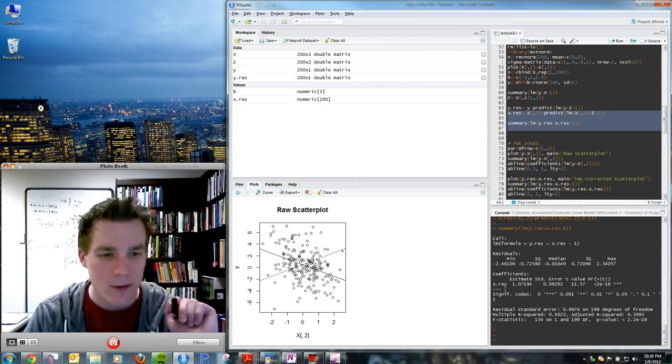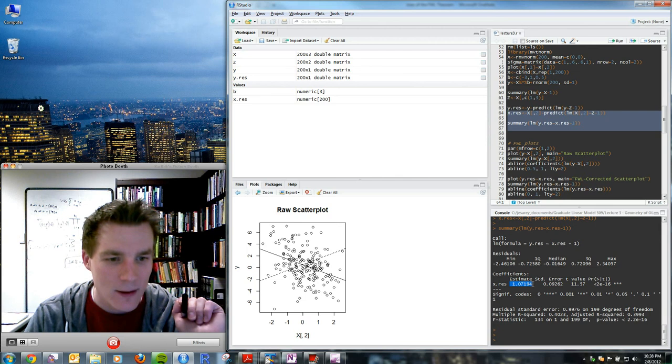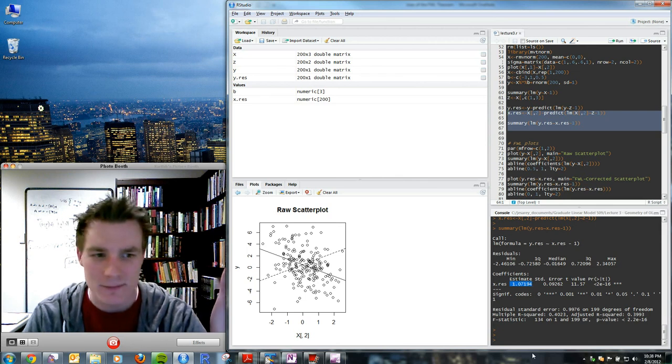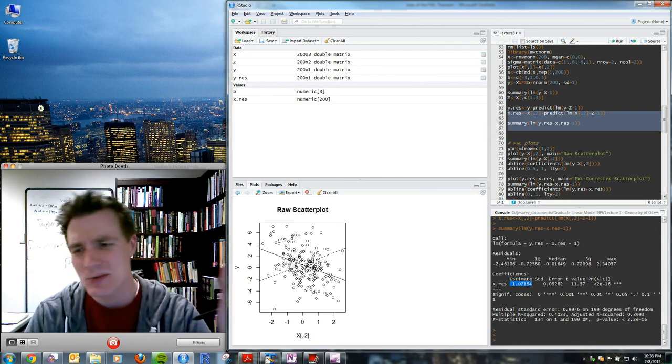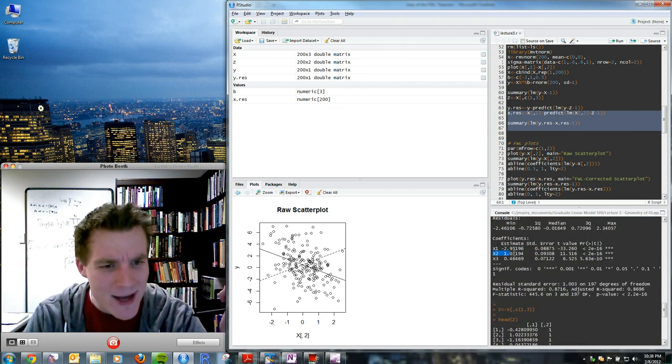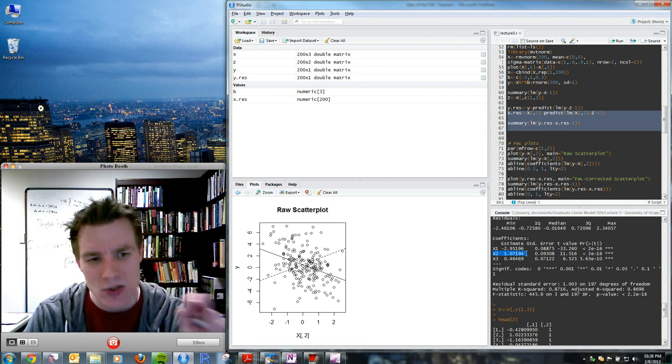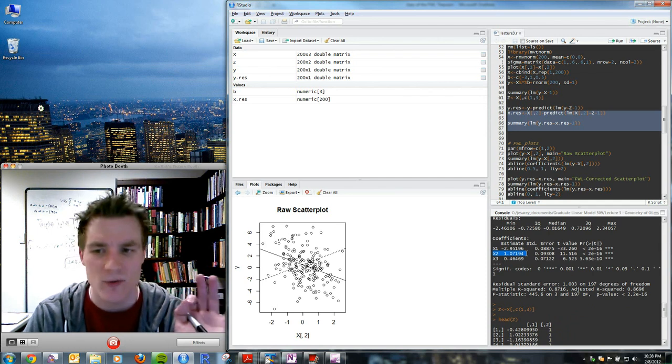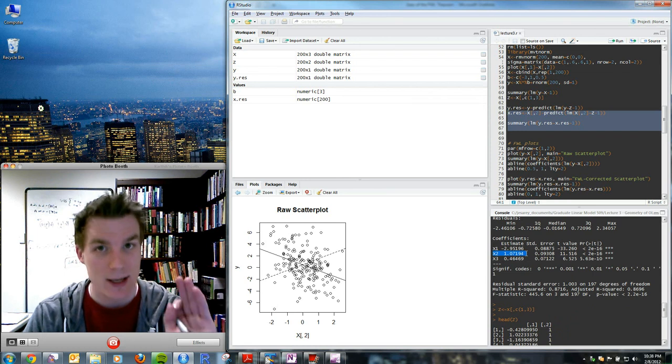Okay, now, what did I do? What have I got? Well, here's the beta estimate, 1.07, of the y residuals on the x residuals. Notice that matches exactly the beta for x2 that I got out of my grand regression. The FWL theorem says that is not an accident.